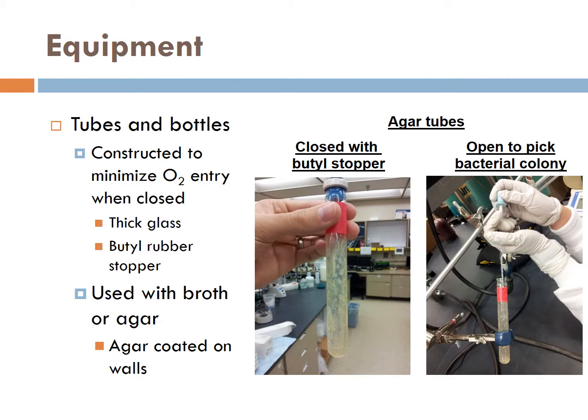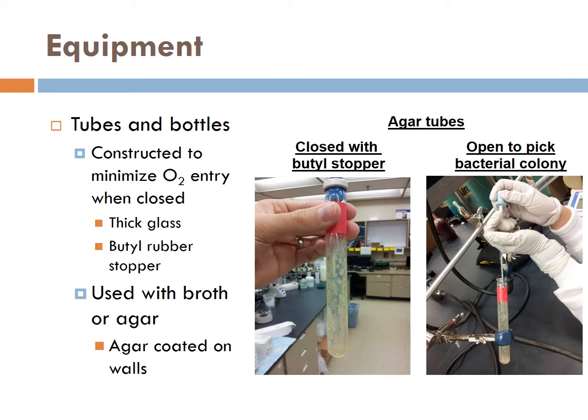Culture bottles, like that on the previous slide, and culture tubes, like that on the current slide, are constructed to minimize the entry of oxygen when they're closed. They're constructed with thick glass, which is impermeable to oxygen, and they're stoppered with butyl rubber. Butyl, not standard rubber, is used because the former is less permeable to oxygen. These tubes and bottles can be used either with a broth or an agar culture.